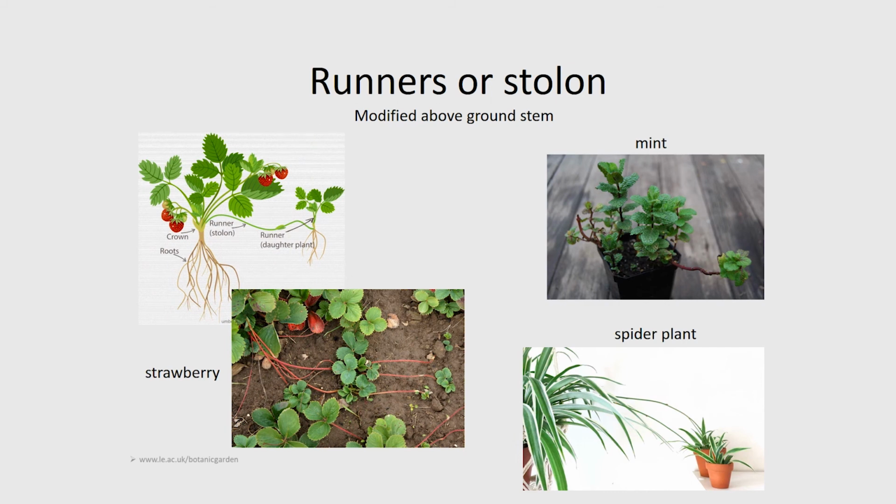Strawberries, mint and spider plants all send out runners or stolons. These are above ground stems that reach out beyond the parent plant and can root and grow separately. Once established, the new plants can grow without the modified stem attached to the parent plant.